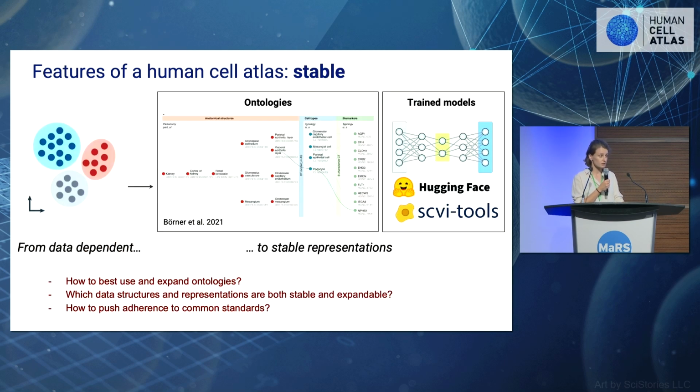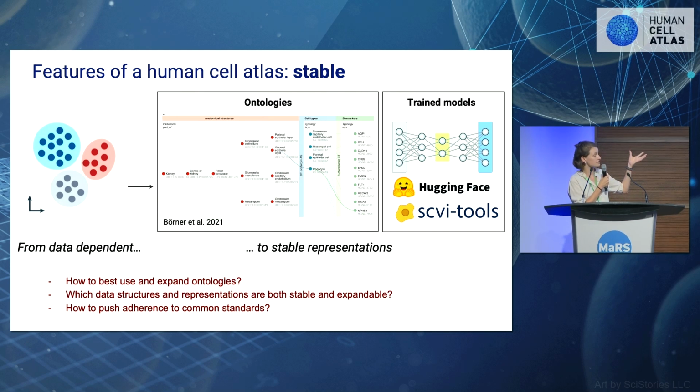The second feature that we'd like to reflect about is that we need the atlas to be stable. A lot of the work that we do in computational analysis of single-cell genomics data now is very relative to the data that we're looking at. We do things like clustering, calculating cell-to-cell distances and KNN graphs. And these are inherently data-dependent representations. But if we think of an atlas that has to go through the ages and be updatable from version 1 to version 2, etc., we essentially need to move to stable representations.